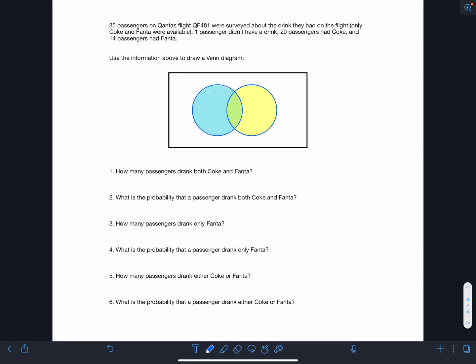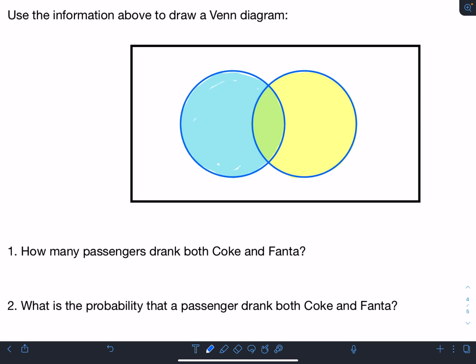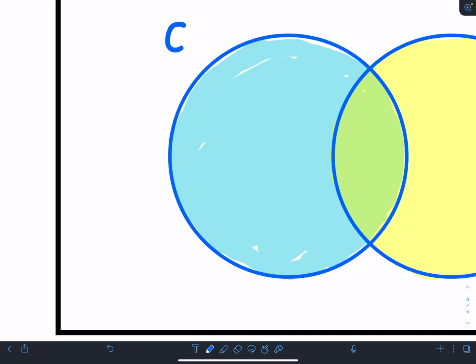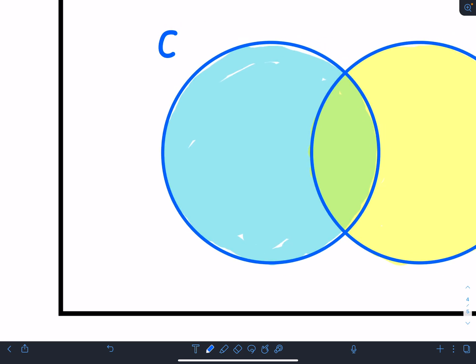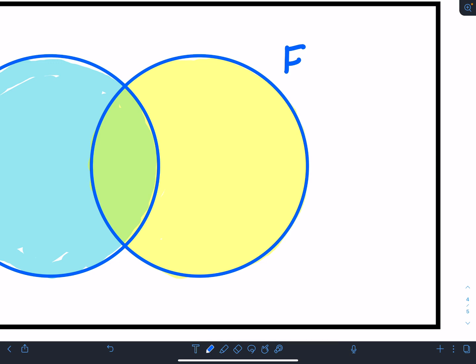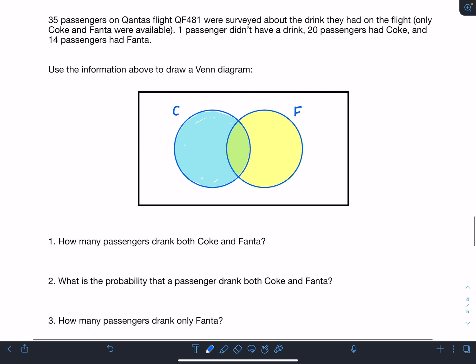Okay, in this video we need to fill in a Venn diagram to answer some questions about customers or passengers on a plane that have purchased Coke or Fanta. And we're going to use a Venn diagram to do that. So we will use C for Coke and F for Fanta. And so our blue circle, all of the numbers in there will show the number of people who have purchased Coke, and the F, which is the yellow circle, is for the people who have purchased Fanta.